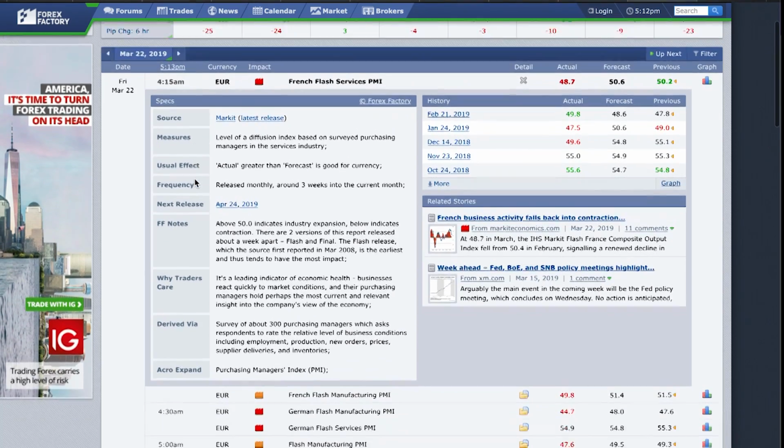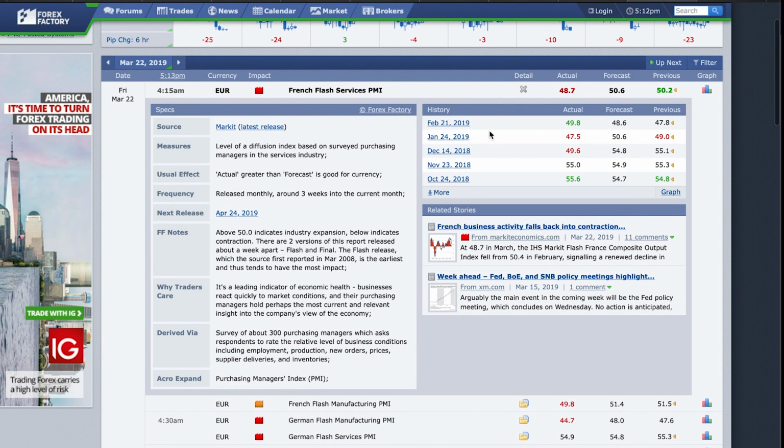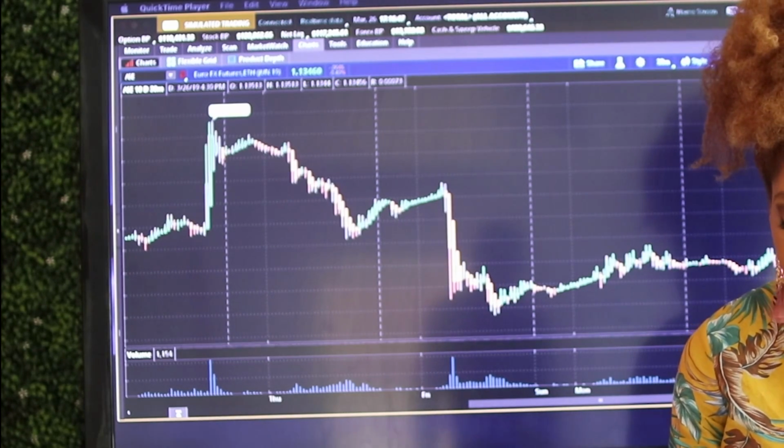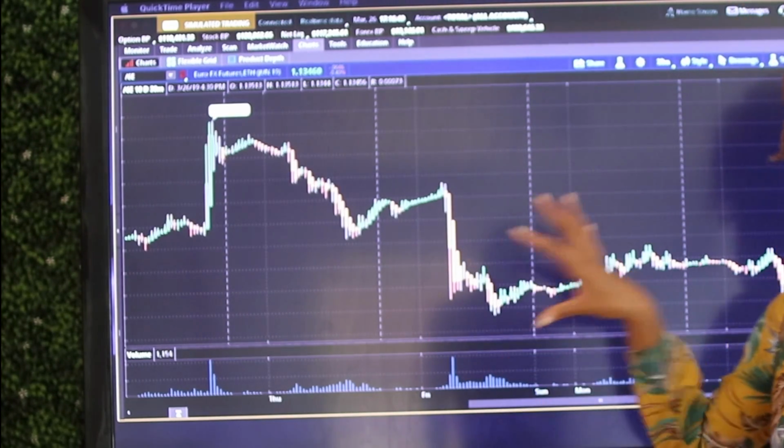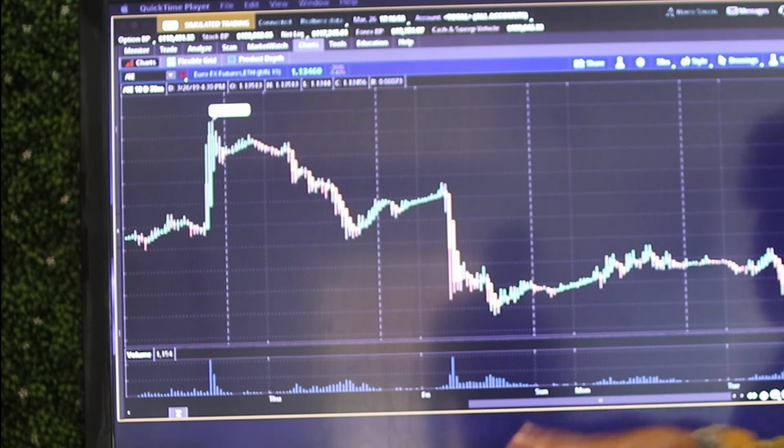And so not only did France have it, but also Germany had it as well. And they both had it at 4:15. And as you can see, they got way less than forecasted, 48.7, when it was forecasted to be 50.6. So that was really huge. And because of that, we saw this in the market. We saw a massive move to the downside on Friday alone.